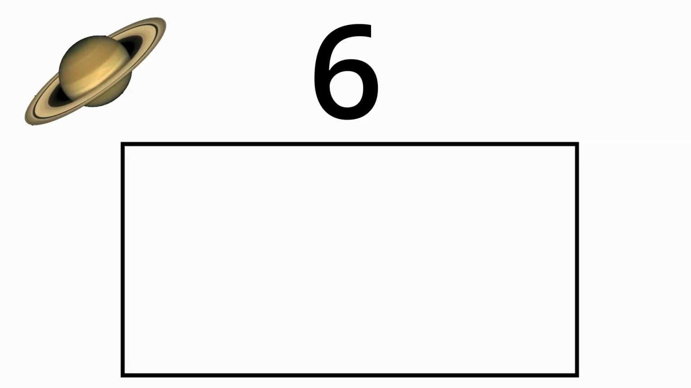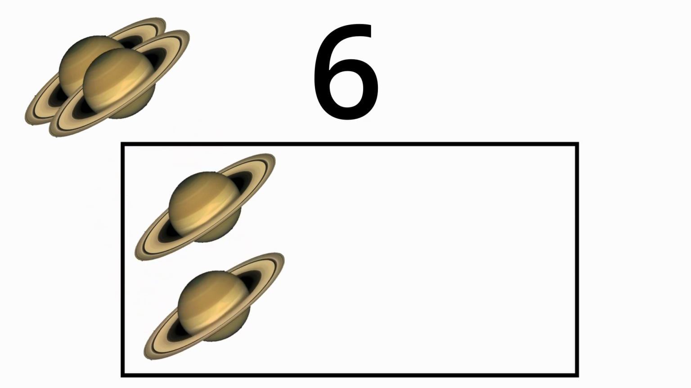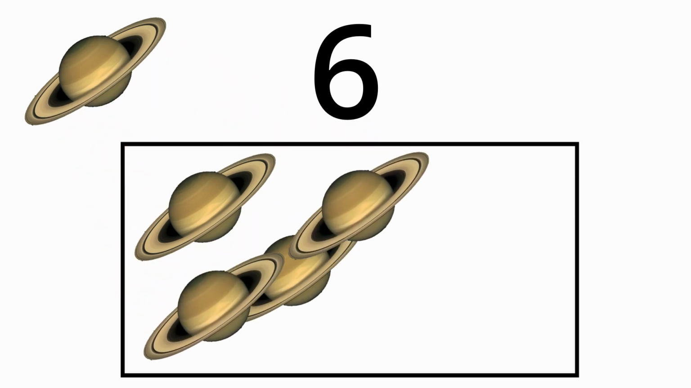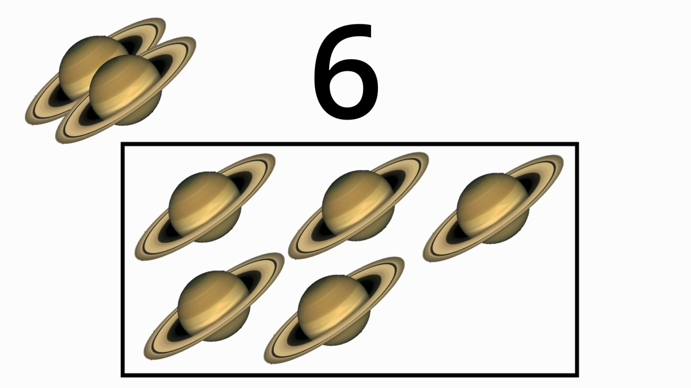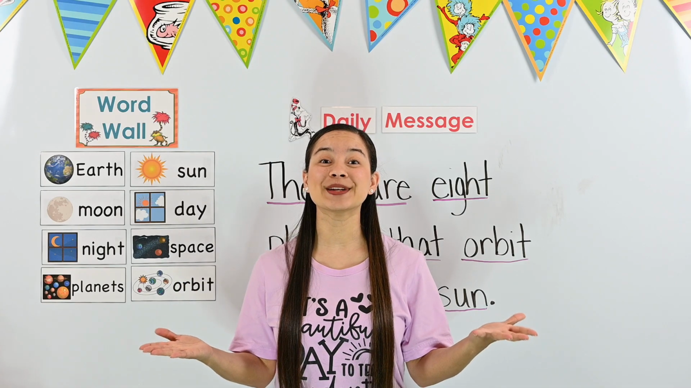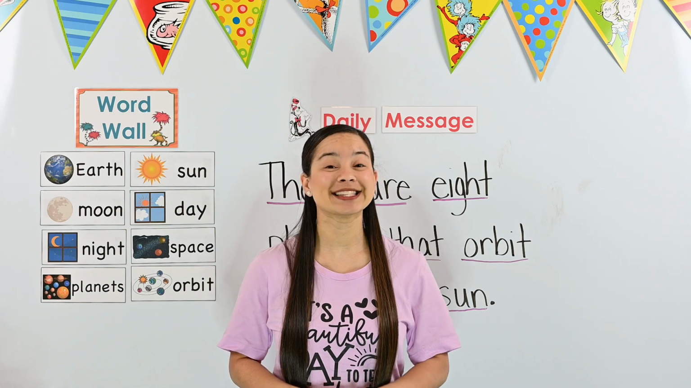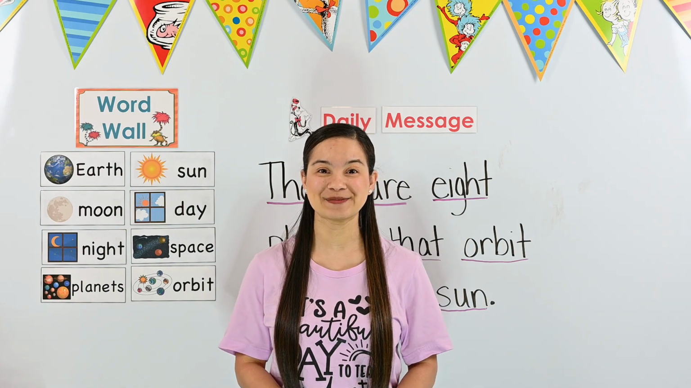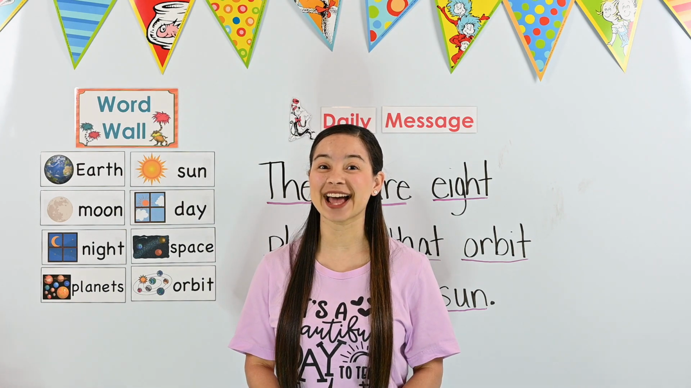Okay, let's look at another planet. This is Saturn. Saturn is the 6th planet. So we're going to put 6 Saturns in the box. Count with me. 1, 2, 3, 4, 5, 6. Awesome job, friends. You put 6 Saturns in the box. Saturn is the 6th planet. Okay, let's take a look at another planet.